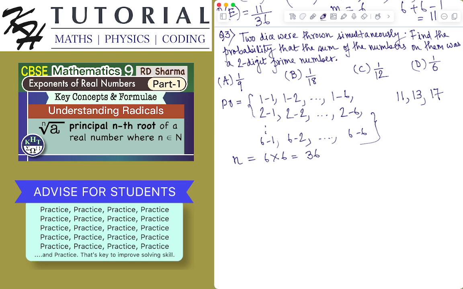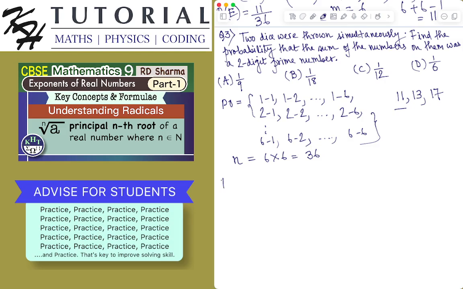Now 2-digit prime numbers can be only 11, because the sum of the numbers when two dice are thrown, the sum of the numbers showing on them can be a maximum of 12, and so the two-digit prime number less than 12 is only 11. So we have to then find all the outcomes where the sum of the numbers on the two dice is equal to 11.